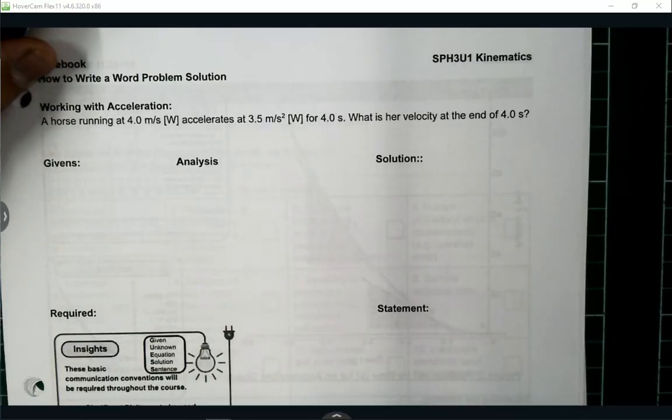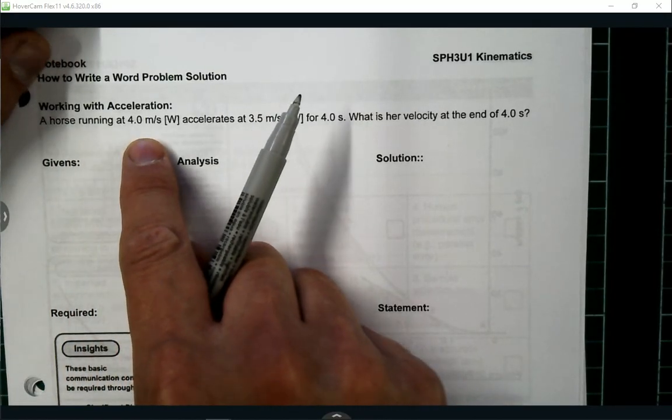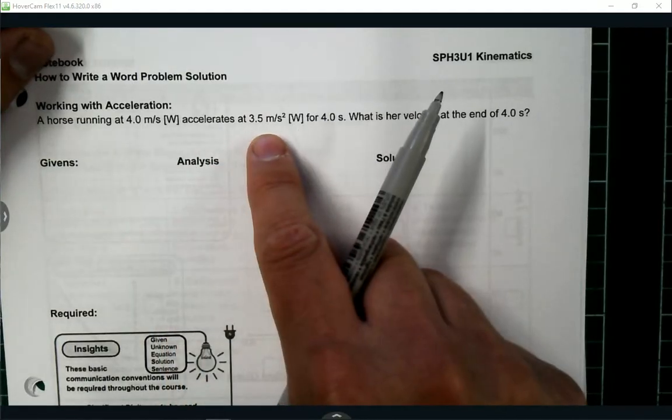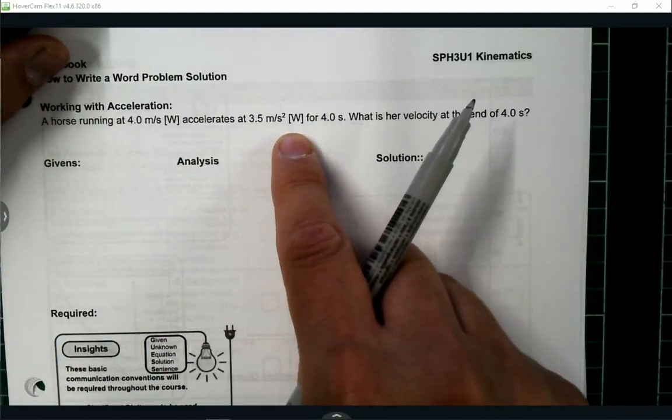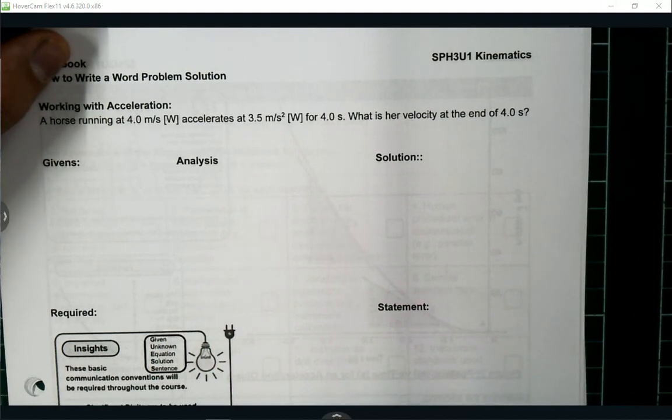So we're just going to quickly hash through what sort of things would be expected in a physics class. A nice friendly situation where we have a horse that's running at 4 meters per second west, and then they accelerate at 3.5 meters per second squared west. And they do that for 4 seconds. And we want to know what her velocity would be at the end of the 4 seconds. So, things that we have as givens.